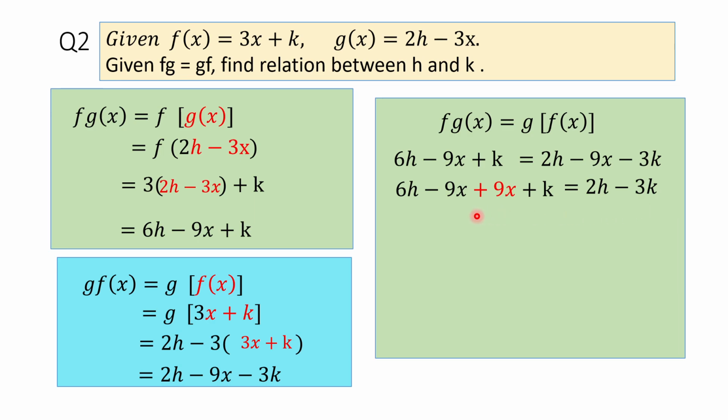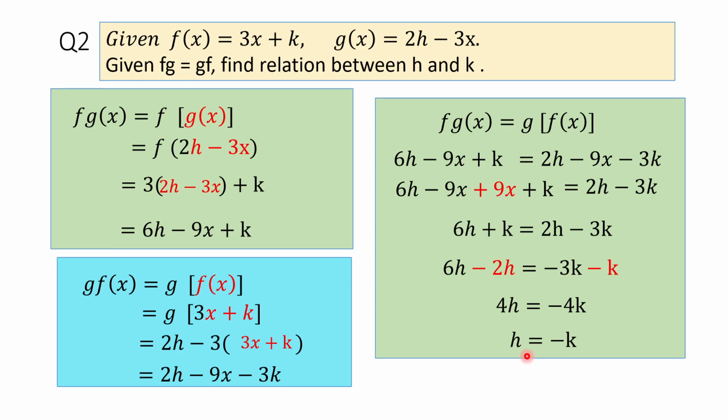If you refer to the equation here, negative 9x and positive 9x can be cancelled. Left 6h plus k equals 2h minus 3k. Next, you gather all the like terms on the same side. Therefore, you have 6h minus 2h equals negative 3k minus k. Simplify this and your final answer will be h equals negative k. So that is the relation between h and k.